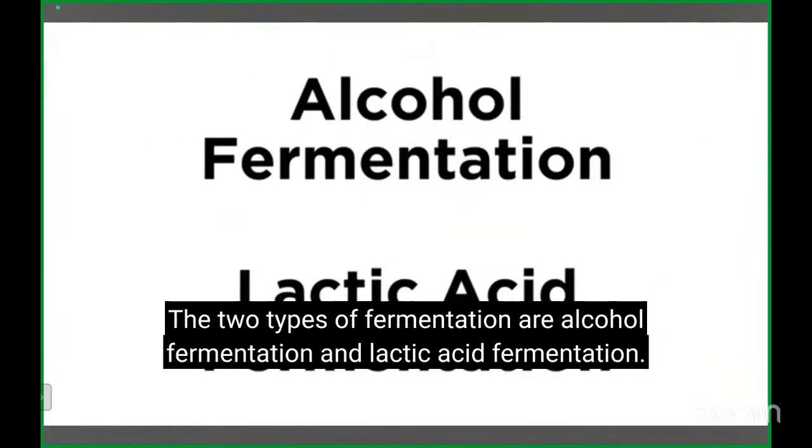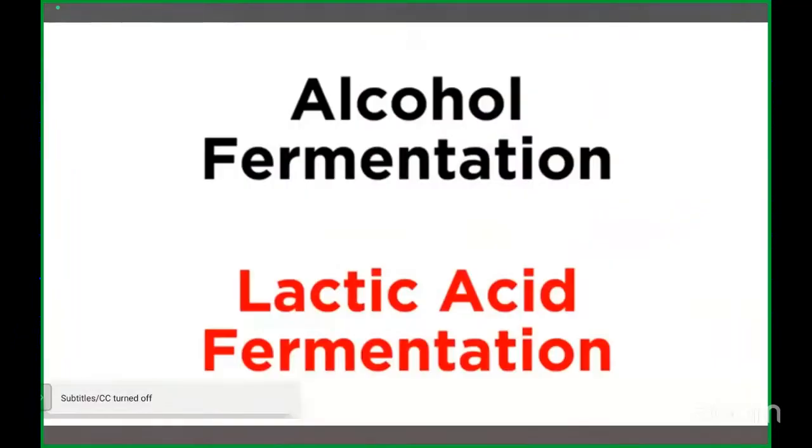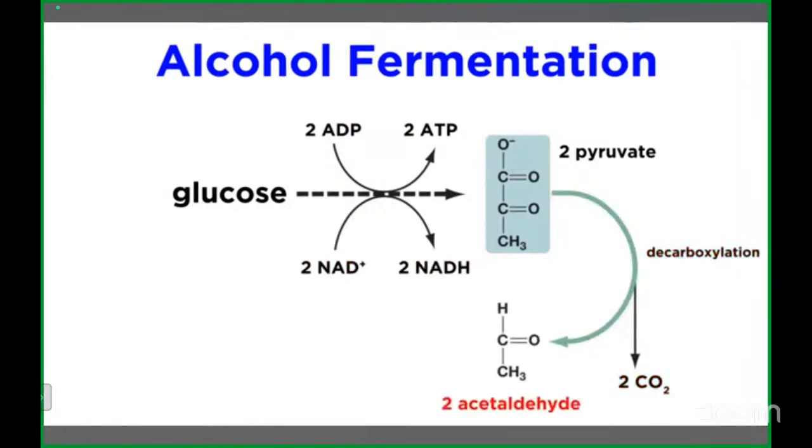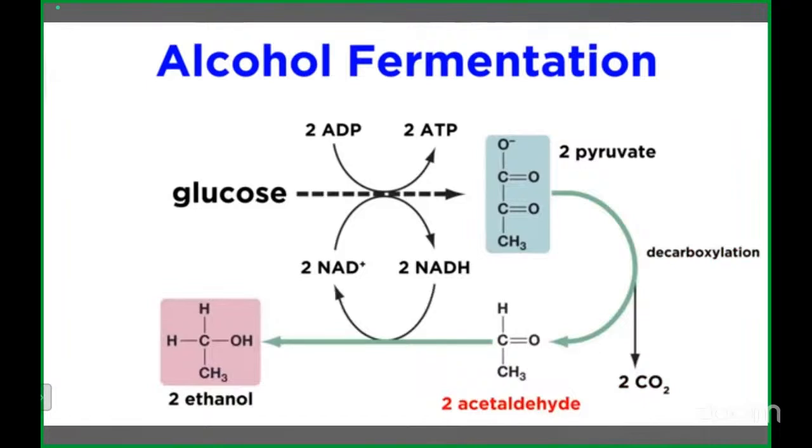The two types of fermentation are alcohol fermentation and lactic acid fermentation. With the first of these, glucose is oxidized over the 10 steps we learned about to produce 2 pyruvate molecules and 2 ATP molecules, using 2 molecules of NAD+ in the process. Then each pyruvate will undergo decarboxylation to produce acetaldehyde. And finally, acetaldehyde is reduced by NADH to produce ethanol. This allows for the regeneration of NAD+, which can then be used in glycolysis again.